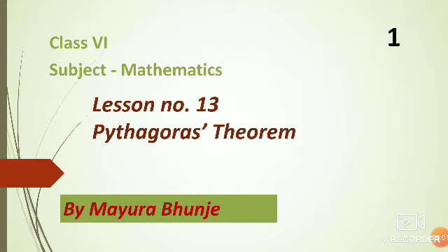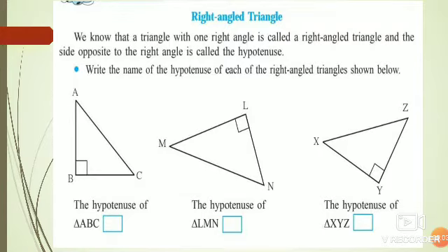Pythagoras theorem. Pythagoras was the Greek mathematician, and this Pythagoras theorem is related to the right angle triangle. All of you have learnt about the right angles. We know that a triangle with one right angle is called a right angle triangle, and the side opposite to the right angle is called the hypotenuse.